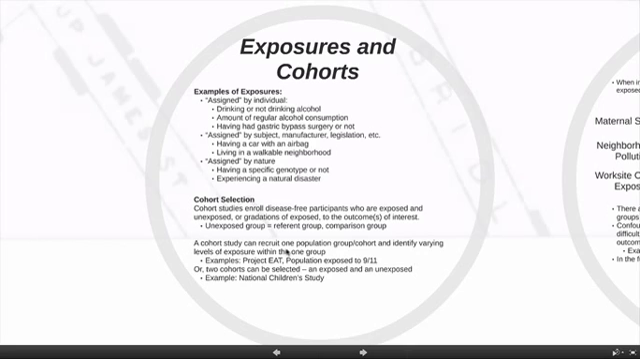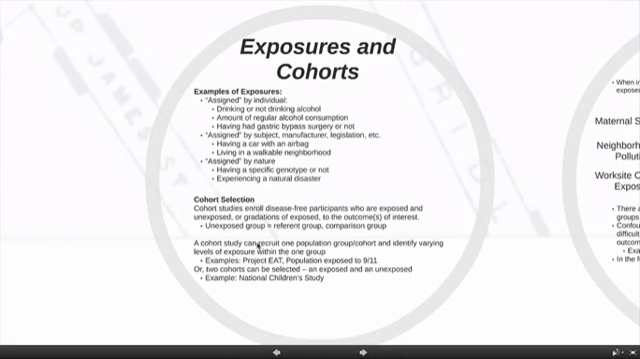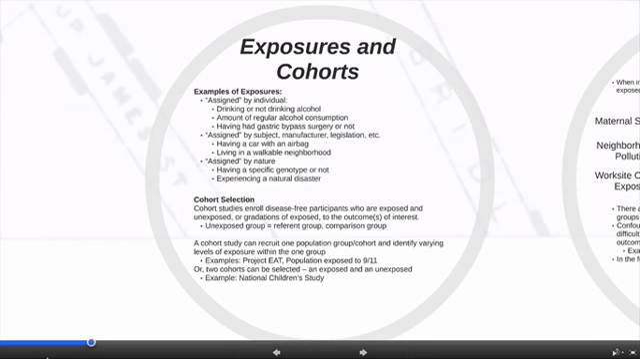So a cohort study can recruit one population group or cohort and identify varying levels of exposure within that group. This happens a lot. I have this example: I worked on a study called Project EAT where we went into middle and high schools and we recruited 4,500 students. And within those high schools, there's a range of exposure status. Some of those kids are obese, some are not obese, some of them have healthy diets, some don't have healthy diets, et cetera.